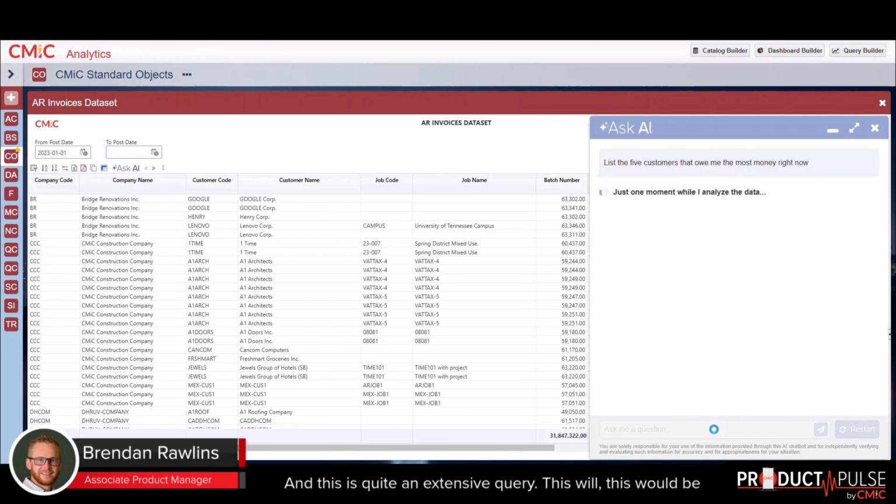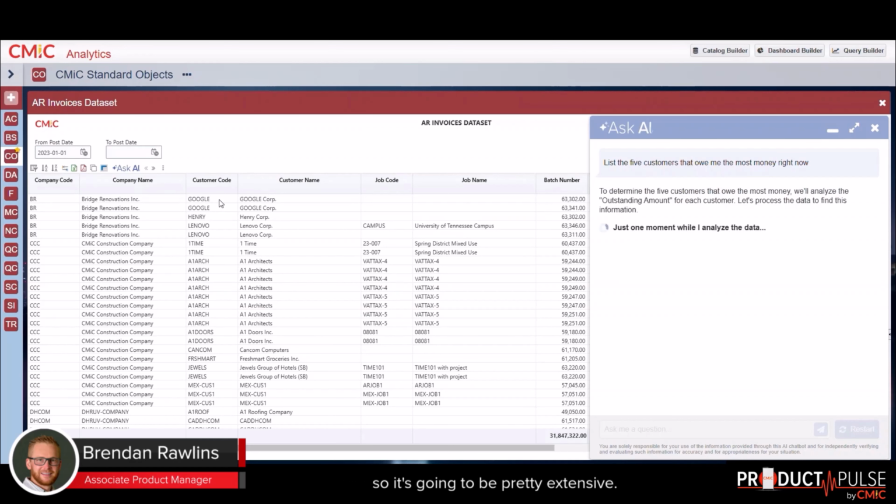And this is quite an extensive query. This would be thousands and thousands of rows, because we're looking at every single invoice from the start of 2023. So more than 2 years worth of invoices, and this is all test data, so it's going to be pretty extensive.